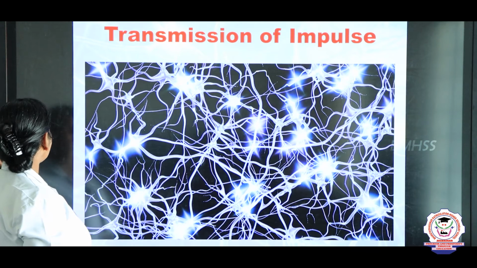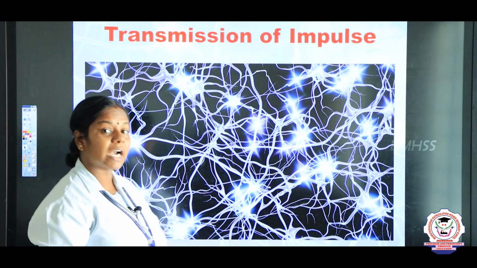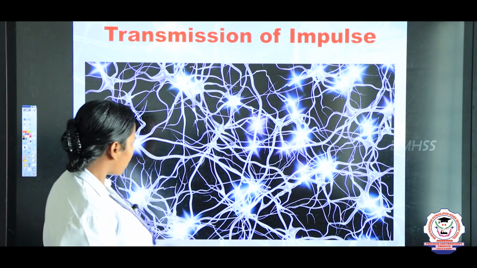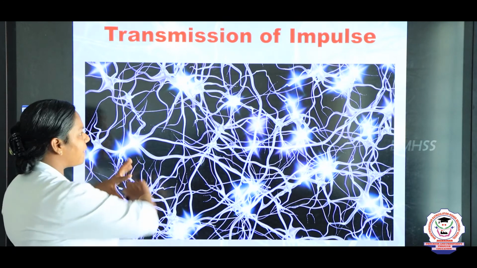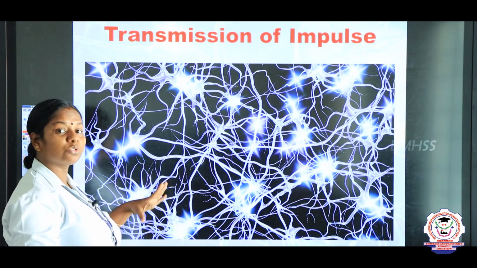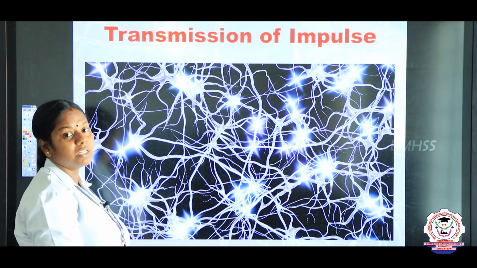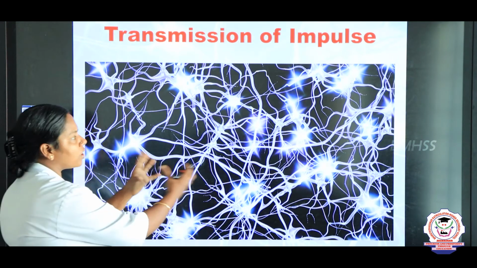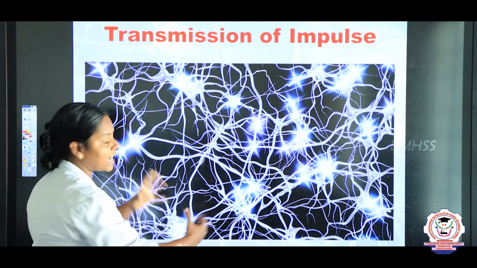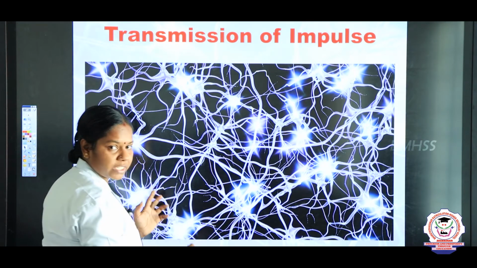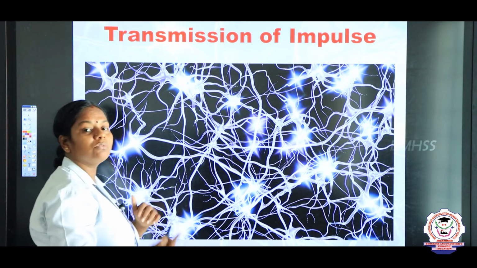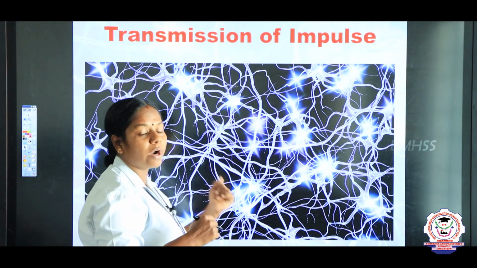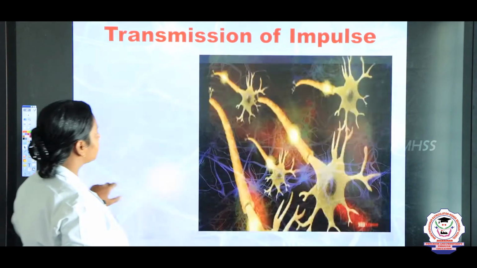In this chapter, we are going to study about the transmission of impulses. What do you see from this children? It's web like, right? So these are all the neurons. This is how our nervous system looks. All the neurons are interconnected to each other and the impulses are transmitted. And now we are going to see how the impulse gets transmitted from one neuron to another.